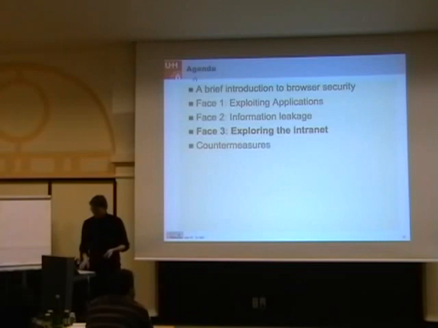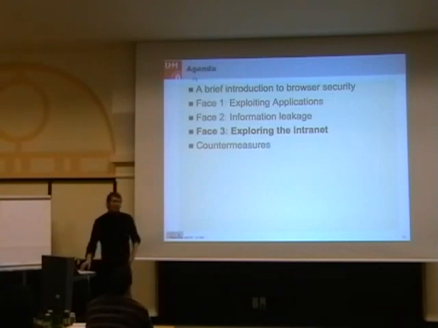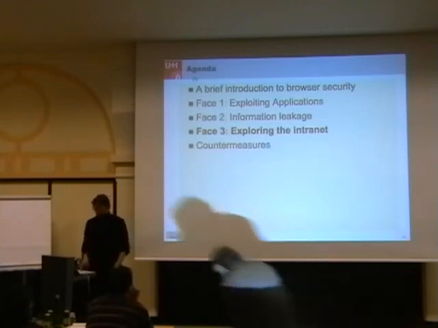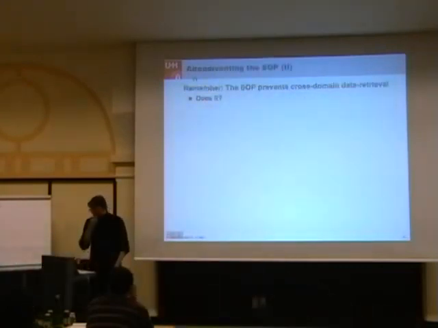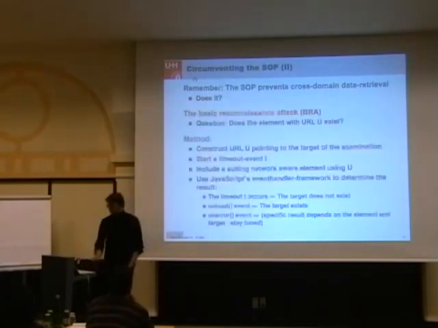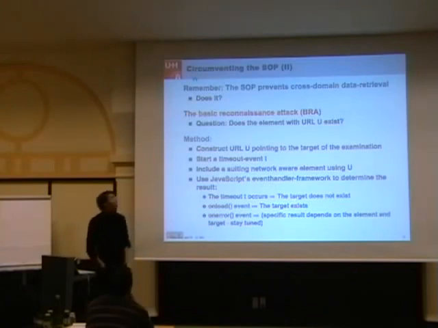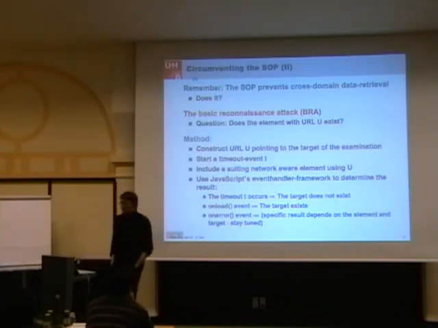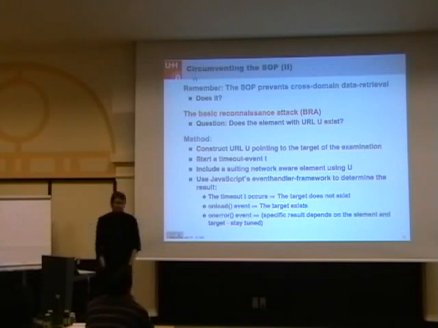Okay, rather quickly, the third phase of cross-site request forgery, one that was rather hyped, I think a year ago, late 2006, Jeremiah Grossman and Robert Hansen came out with this at Black Hat. The same origin policy should prevent cross-domain data retrieval, right? Somehow. But we have something that we call the basic reconnaissance attack. It's a really easy action to obtain the information whether an entity that is hosted on a certain URL actually exists or not.